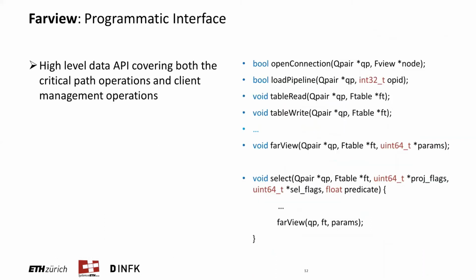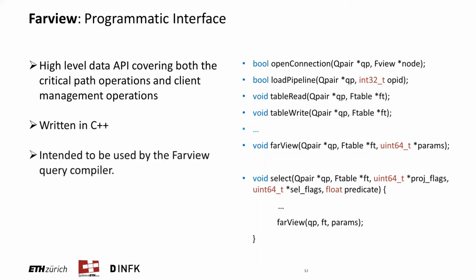In terms of programming, Farview exposes a simple high-level data API covering both the critical path operations and connection management operations. The data API is written in C++, but other front ends can be used as well. And it is intended to be used by the query compiler in Farview rather than directly by the client. And the development of this dedicated query compiler is the next target for the Farview project.